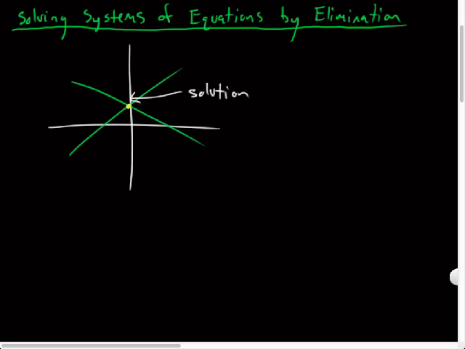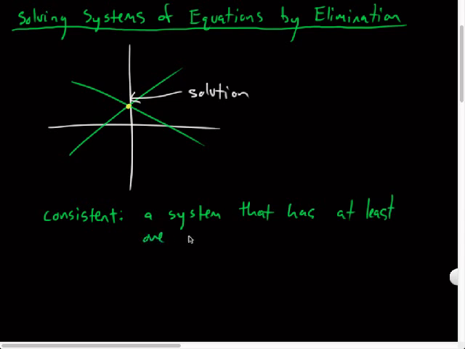the values of x and y that simultaneously make each equation true. Now there's a couple of descriptive words that I just want to talk about to describe these. The word consistent describes a system that has at least one solution. At least one solution.